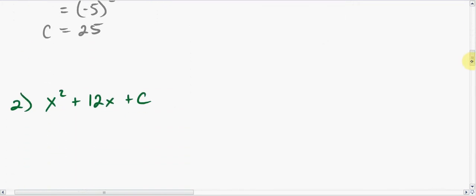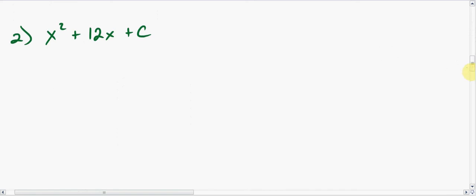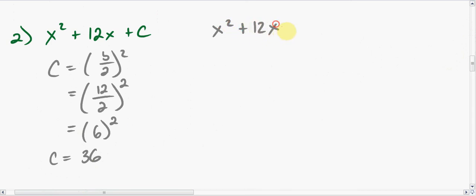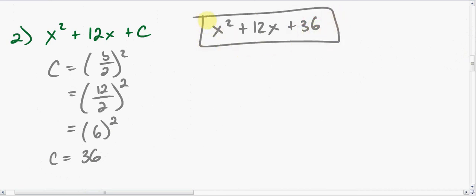Let's try one more, where we've got x squared plus 12x plus c. So we want to take our formula of c equals b over 2 squared. B in this case is 12. So 12 over 2 squared, 12 divided by 2 is 6, so we have 6 squared, and 6 squared is 36, so we can see c equals 36. So I'm going to come up and rewrite our trinomial and substitute in 36 for c. And there's your perfect square trinomial.